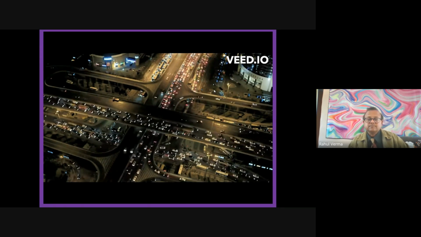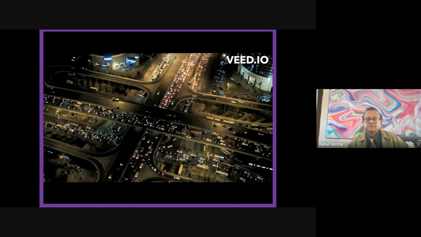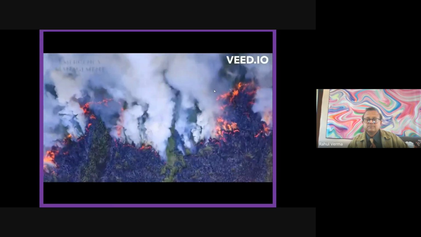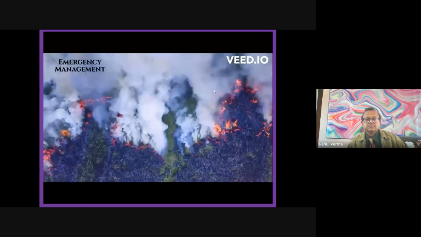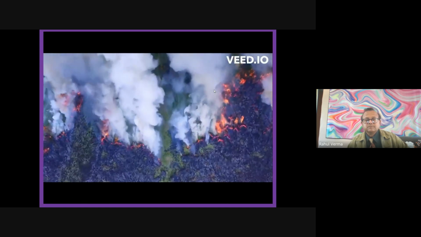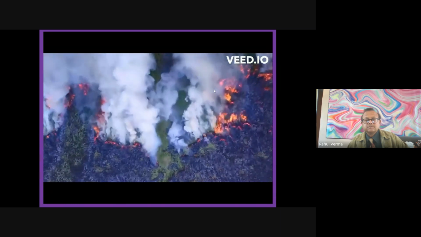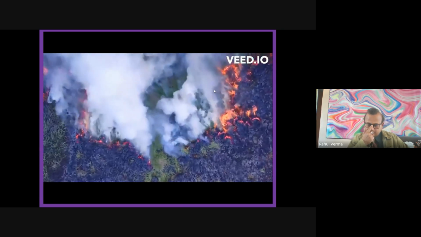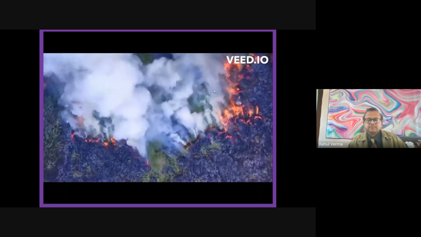This information can be used to make informed decisions about zoning, transportation planning, and emergency management. Emergency management. GIS can be used to track natural disasters such as hurricanes, earthquakes, and wildfires. It can also be used to analyze the potential impact of disasters and create evacuation plans.